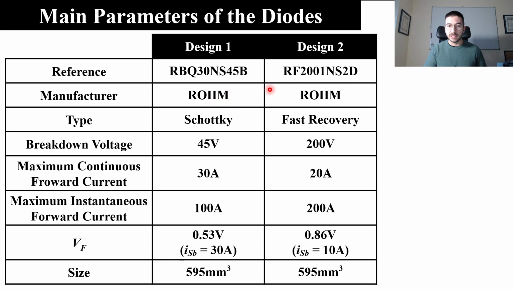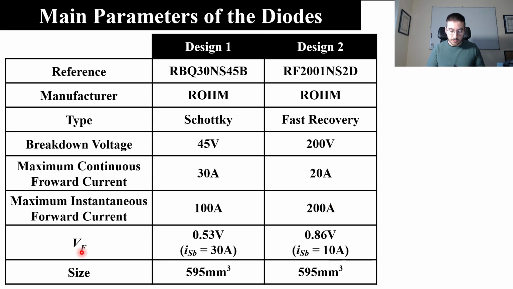The manufacturer is the same in both cases. The breakdown voltage is higher in the case of the fast recovery diode, but you can find on the internet another fast recovery diode with a breakdown voltage closer to this one, but the conclusions that we are going to obtain here are the same. The maximum continuous forward current is very similar. The maximum instantaneous forward current is also very similar, a little bit higher in this case.